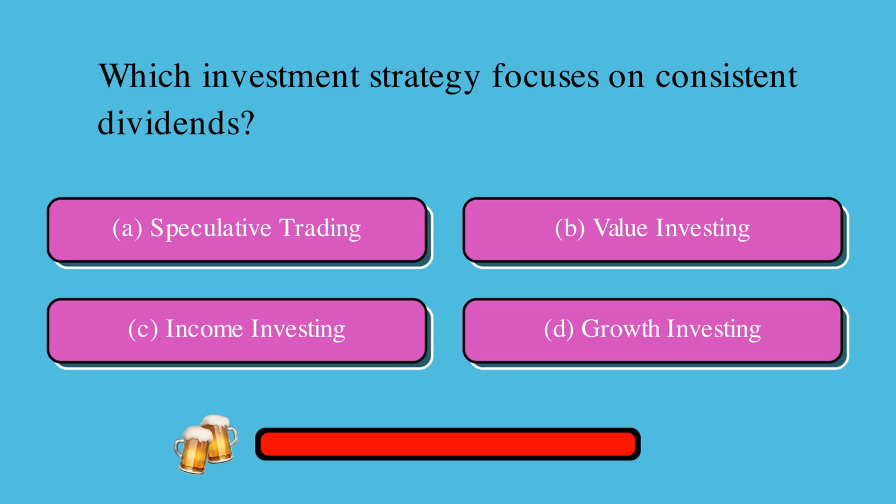Which investment strategy focuses on consistent dividends? Is it A, speculative trading, B, value investing, C, income investing, or D, growth investing? The correct answer is C, income investing.